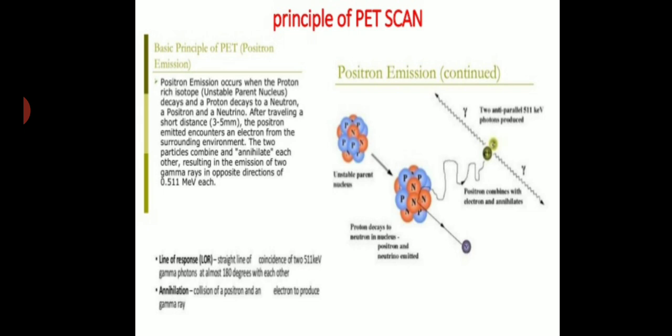So, positron emission occurs when the proton-rich isotope decays and a proton decays to a neutron and a positron, and a neutrino is formed. After traveling a short distance, the emitted positron encounters an electron from the surrounding environment. The two particles combine and annihilate each other, resulting in the emission of two gamma rays in opposite directions of 0.511 MeV each.